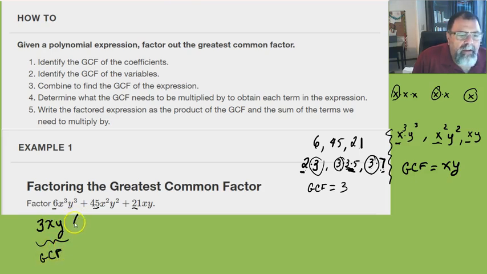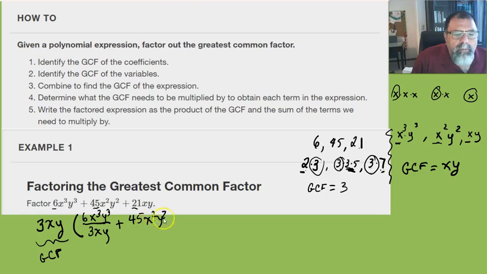And we're factoring it out. So we put a parenthesis. Now you're going to divide the 3xy out of each of the terms. There's a couple ways you can do this. This is the way I think of it. I don't ever write the step down. It's just what I'm going to do in my head. I'm going to divide by that GCF.